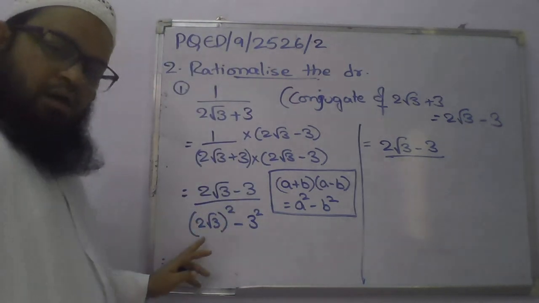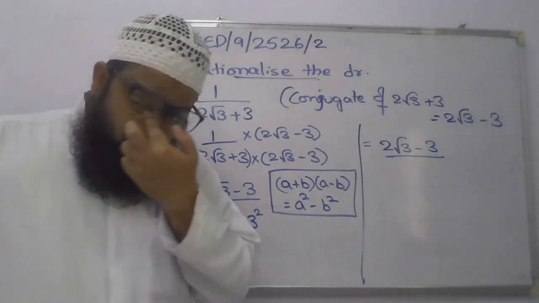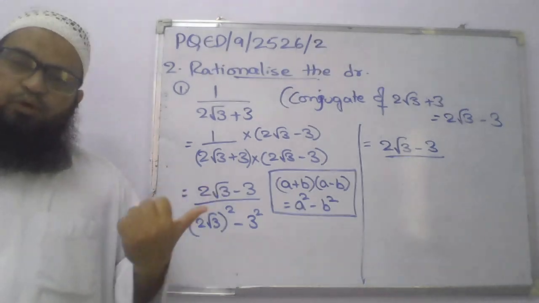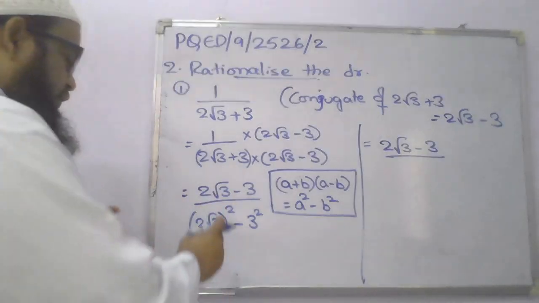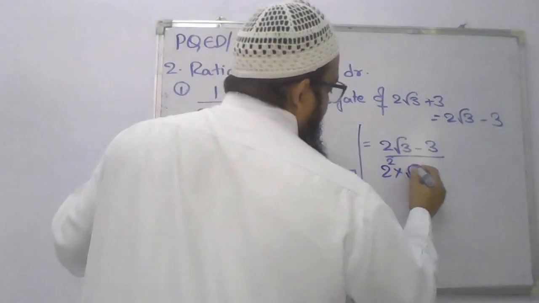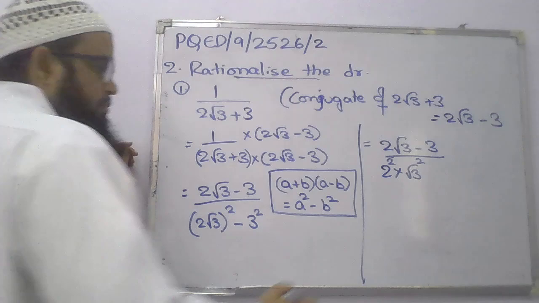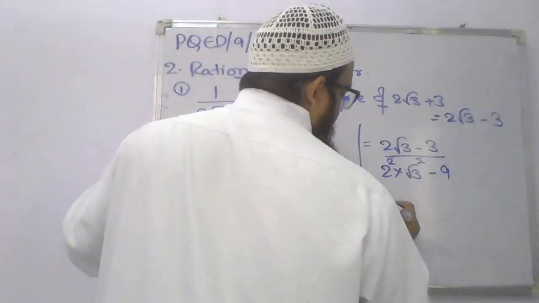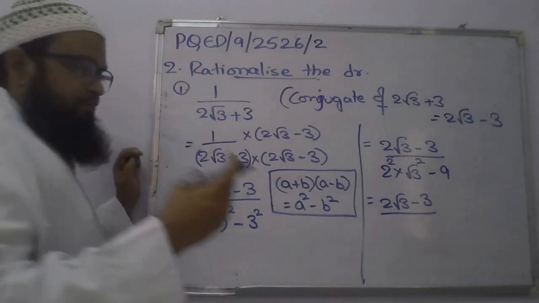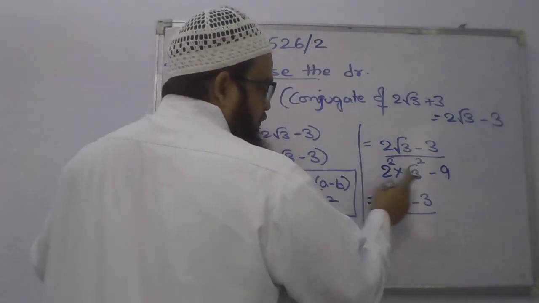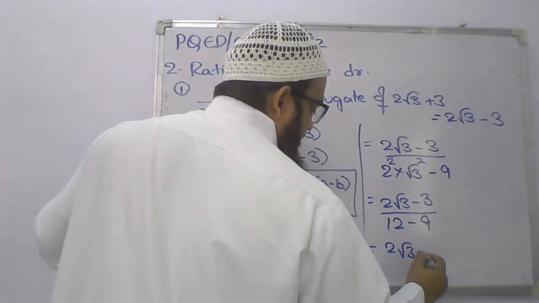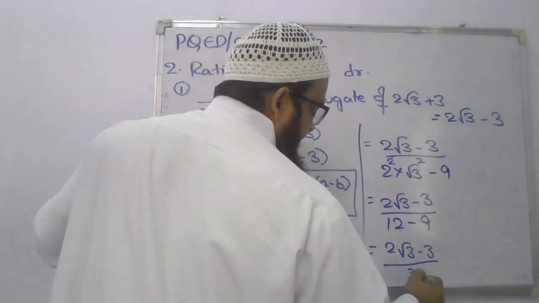When you have a product of two numbers or two variables, and you have a power over it, the power is distributed to both of them. Is it right? So therefore it is 2 square multiplied by (root 3) whole square, minus 9. So that is equal to 2 root 3 minus 3 divided by, what is 2 square? 4, and root 3 square is 3. 4 into 3 is 12. 12 minus 9. So that is equal to 2 root 3 minus 3 divided by 12 minus 9, which is 3.